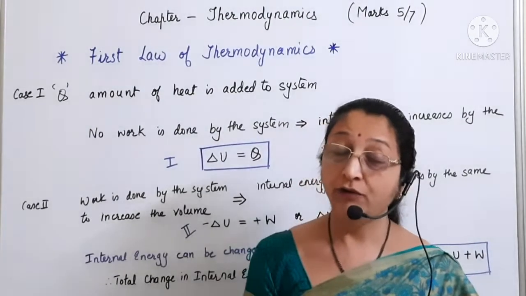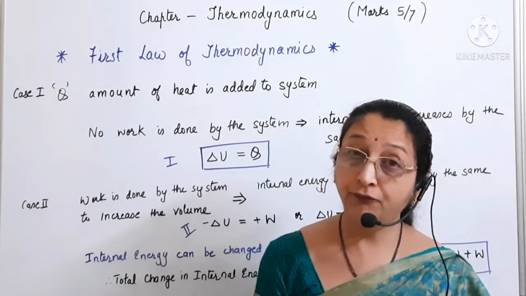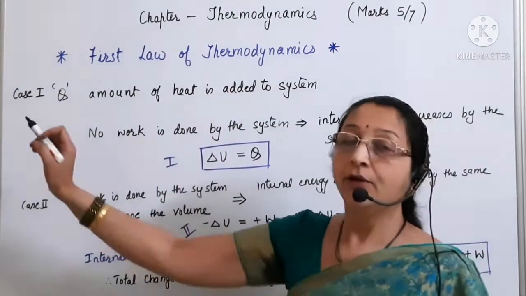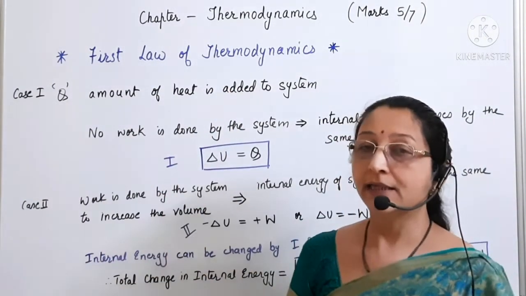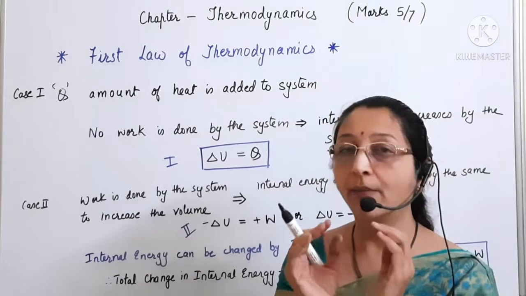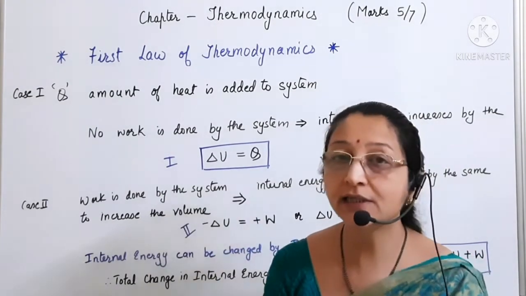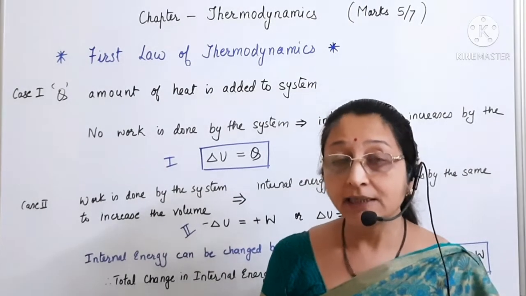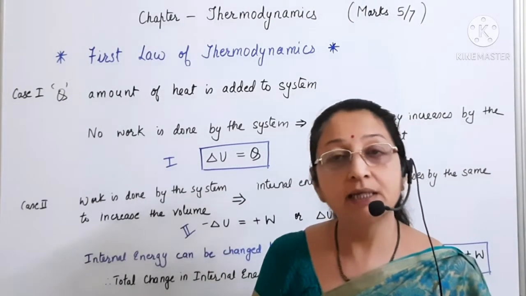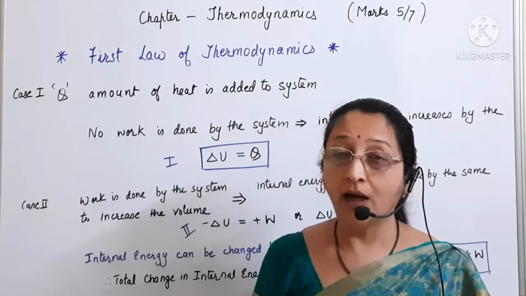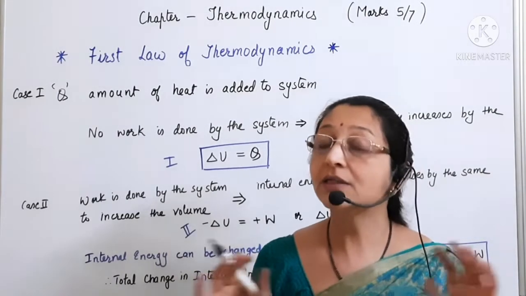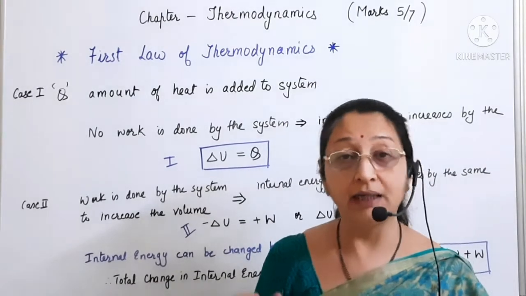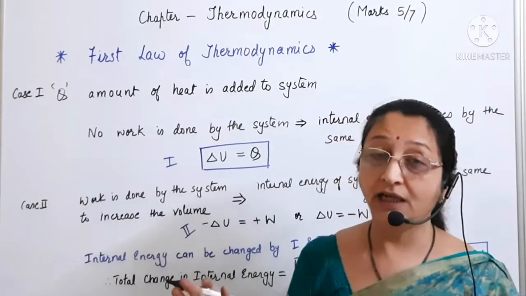The next point, we are going to discuss the first law of thermodynamics. Now, we are going to discuss case 1: supposing Q is some amount of heat which is added to the system. म्हणजे एक सिस्टम घेतलेली आहे आणि त्या सिस्टमला आपण Q एवढी हीट सप्लाय केली आहे. सिस्टमनी कोणतंच कार्य केलेलं नाही. No work is done by the system. ती हीट त्याला मिळाली पण no work is done by the system.